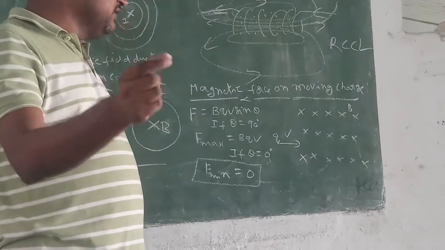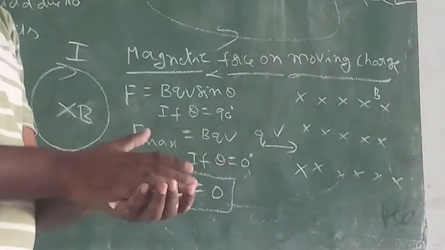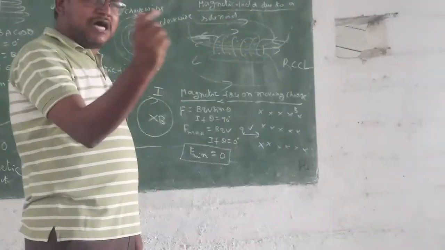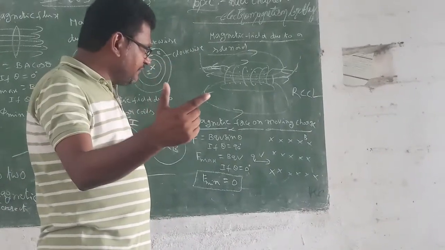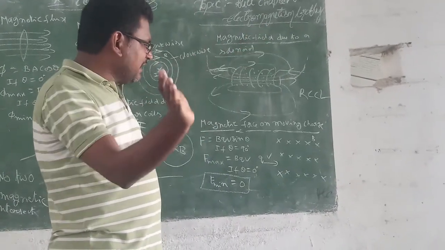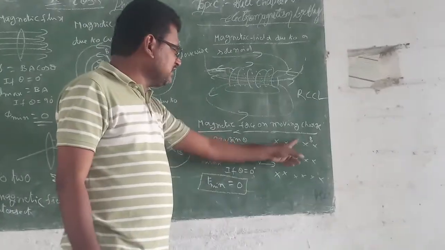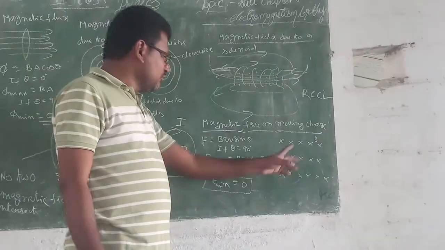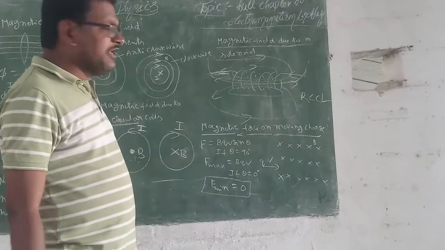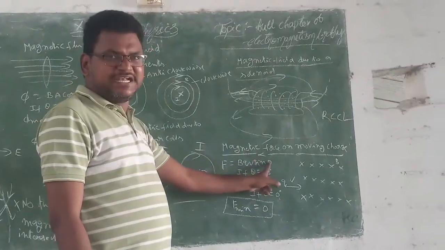Okay, a magnetic field can exert a magnetic force on a moving charge, because a moving charge also produces a magnetic field. That means the external magnetic field adjusts the magnetic force on a moving charge. The expression for the magnetic force acting on a moving charge is F equals BQV sin theta.